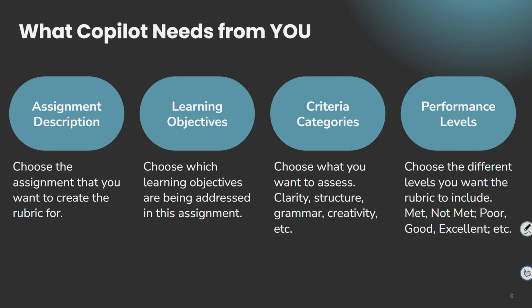Lastly, you would want to give Copilot performance levels. You can choose any levels that you want. You can say met or not met if you just want black and white. You can say more of a scale, poor, good, excellent, anything that you want. This is fully up to you. That's just 2 suggestions, but it is truly up to you. Once you give this to Copilot, it will give you a rubric, and you might like it, you might not.